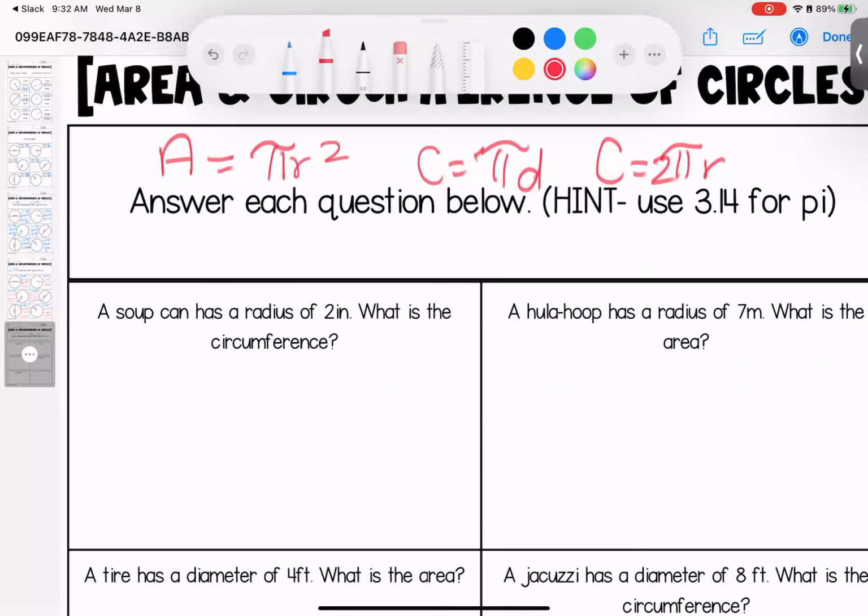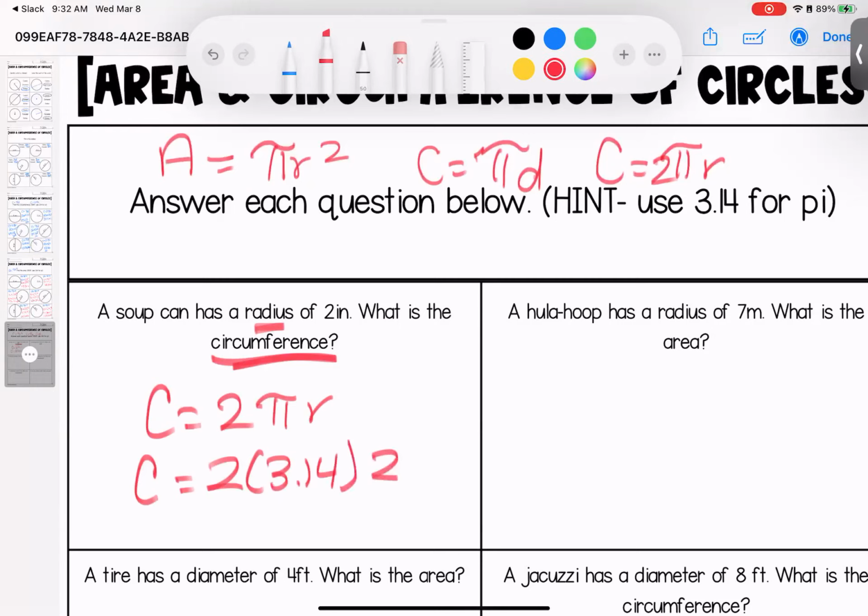I'm looking for the circumference and they gave me the radius. So I'm going to use circumference equals 2 pi r. Circumference equals 2 times 3.14 with a radius of 2. When I multiply those together, I get 12.56 inches. So again, 3.14 times 2 times 2. You can do it in any order because that's the beautiful thing about multiplication.